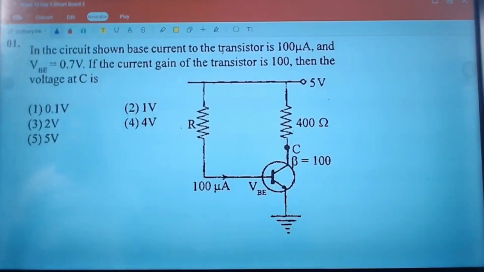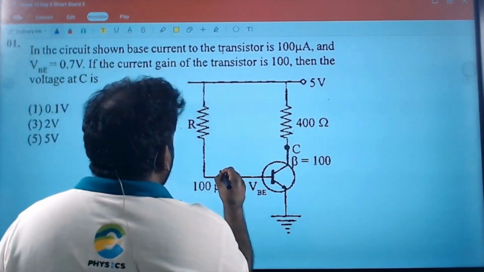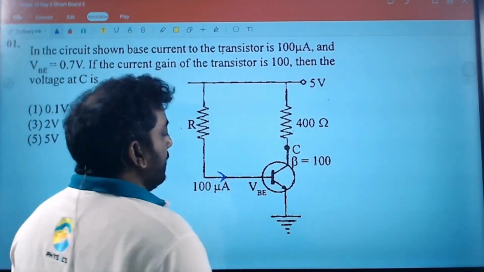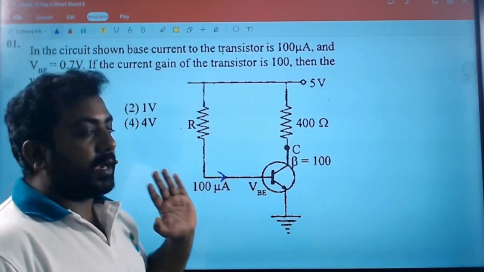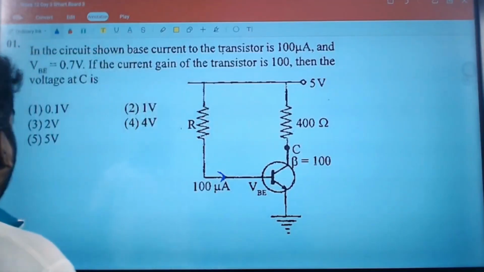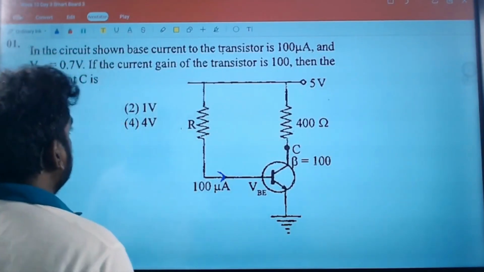In the circuit shown, the base current of the transistor is 100 microamperes. Remember, a transistor is a current control device, so the base current is the controlling current. VBE is 0.7, so silicon. If the current gain of the transistor is 100, then the voltage at C is going to be how much?